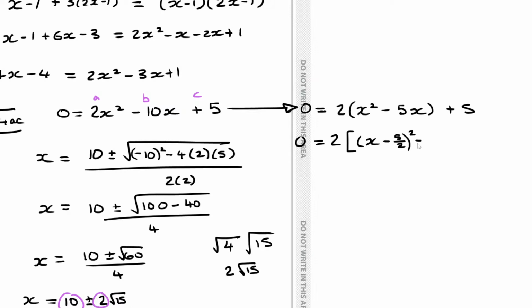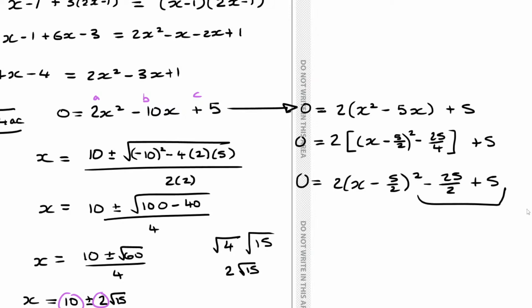So that would be a positive, but I'm subtracting it, 25 over 4. In the brackets, I still have 5 here. Expand it all. So 2 times x minus 5 over 2 squared, and then I would have to multiply the 2 by this as well. That would be minus 25 over 2. That would simplify to that. Plus 5. Obviously, I'd want to add those together.